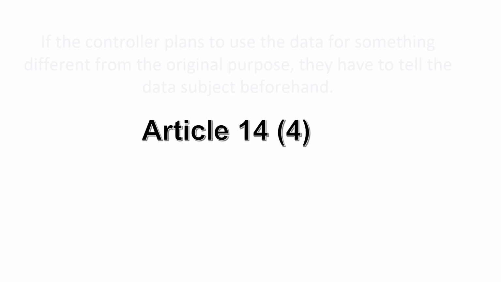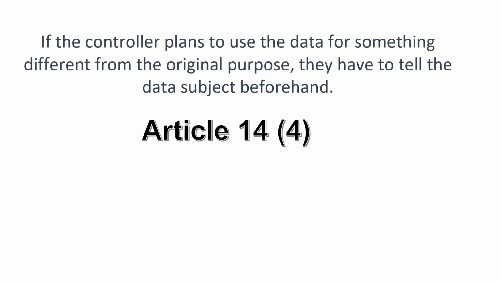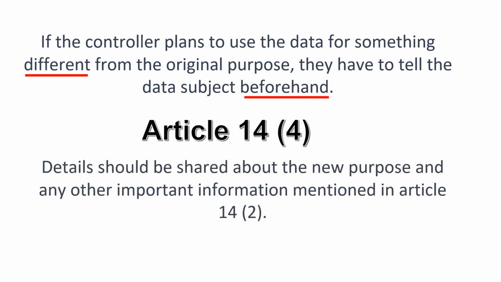As per Article 14.4, if the controller plans to use the data for something different from the original purpose, they have to tell this different purpose to the data subject before processing for that different purpose. Details should be shared about the new purpose and any other important information as mentioned in Article 14.2.